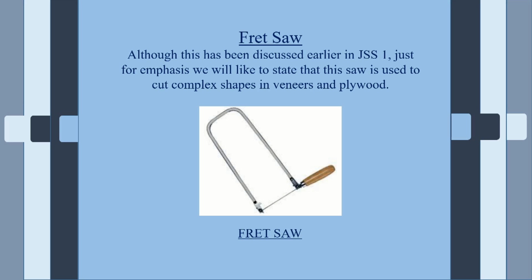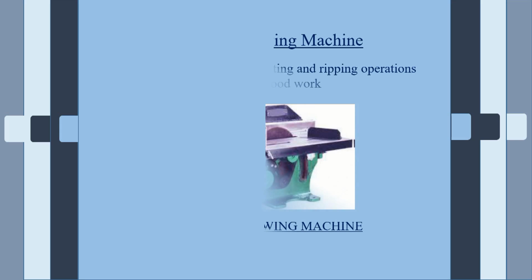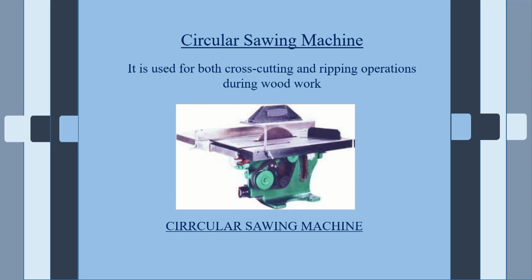Now, moving on to the stationary or heavy woodwork machine. These are machines that are covered in these sections are fixed to the floor in engineering workshop. That is, they are stationary. They cannot be moved from one place to another. Now, we have a circular sawing machine under the stationary work machine. It is used for both cross-cutting and ripping operations during woodwork. Below, there is a diagram of a circular sawing machine.